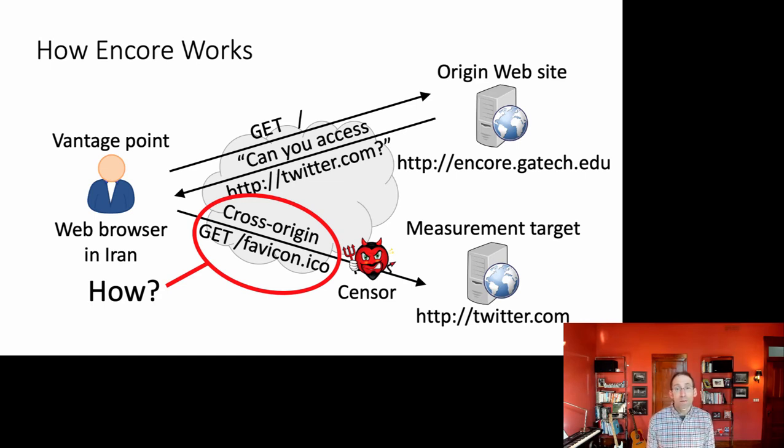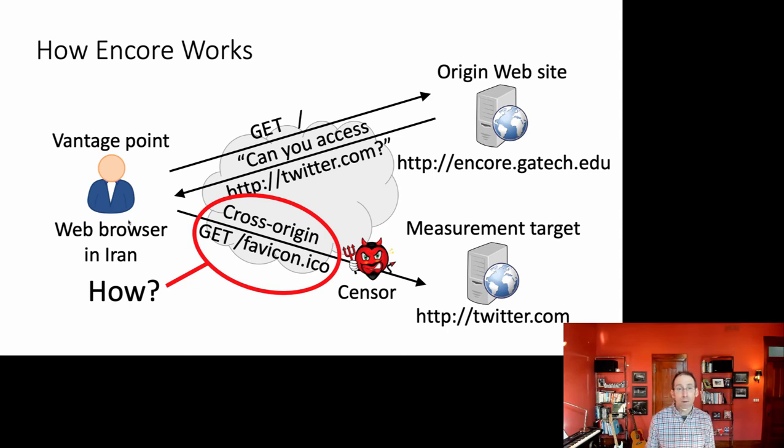Encore uses a technology called cross-origin requests to measure web filtering. In contrast to deploying a measurement vantage point in a particular country, Encore deploys technology at the origin website. And the vantage point, i.e. the client's browser, becomes the vantage point by virtue of running code that is served from the origin website. So if a particular user visits the origin website, if that website is running Encore, it returns a small bit of code that asks the web browser to load a particular object from a site that it wants measured.